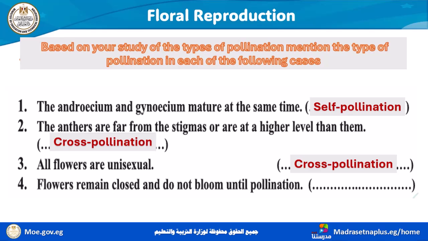Number 4, flowers remain closed and don't plump until pollination. So it must be the self-pollination type in this case, which takes place inside the closed flower, and after pollination the flower can plump.